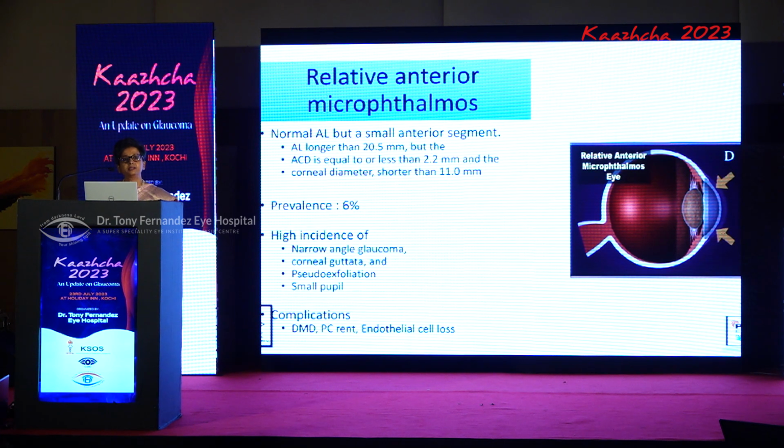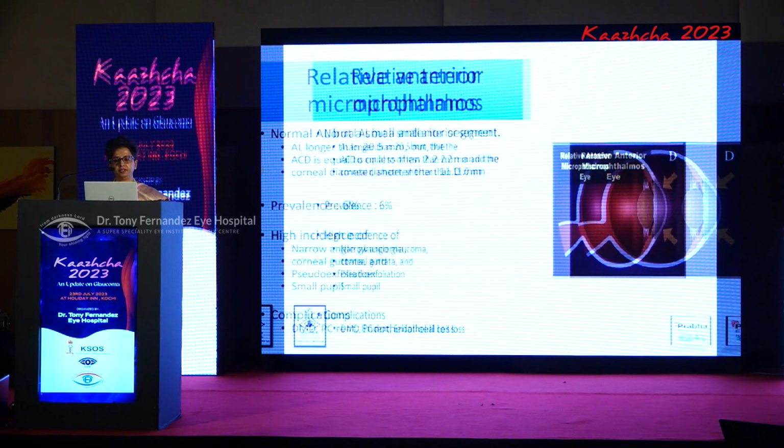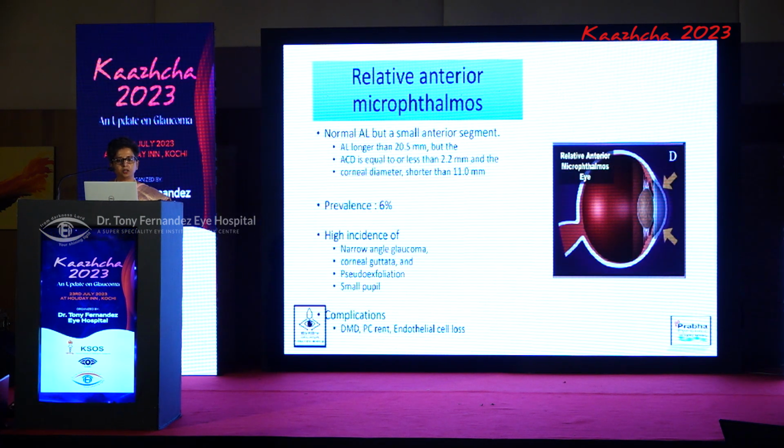So what is this relative anterior microphthalmos? Here the axial length is normal, but the anterior segment is shallow. The axial length is longer than 20.5, but the AC depth is less than 2.2 millimeters and the corneal diameter is shorter than 11 millimeters. So 6% of eyes fall into this category. Be wary of these. These are patients who don't even have glaucoma many times.